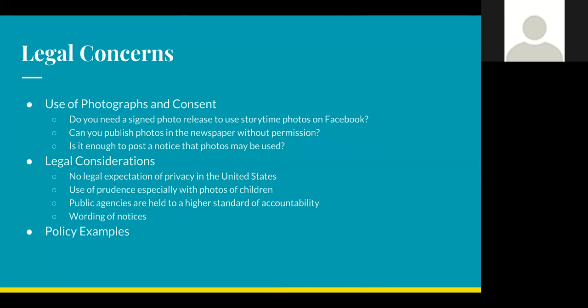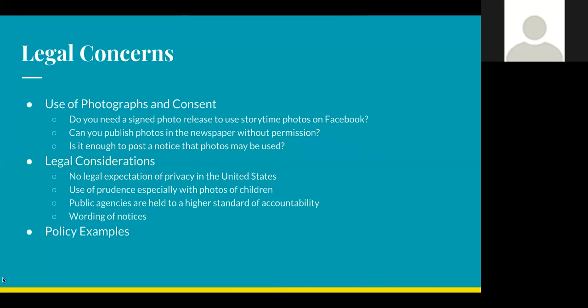But if I'm a newspaper and I take a picture of a child and I put it in the paper without getting permission, and their father, recently released from prison, comes in and does harm, that is not prudent. So in different layers of society, we have to use our heads and think about what's the best course of action. Public agencies like the library are held to a higher standard of accountability. So you have to be really careful with wording those notices.